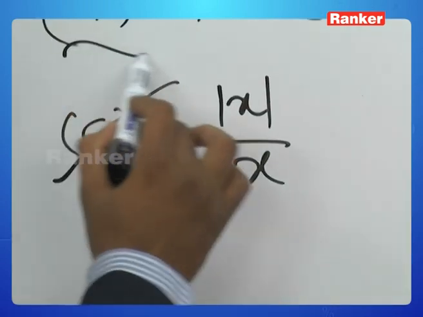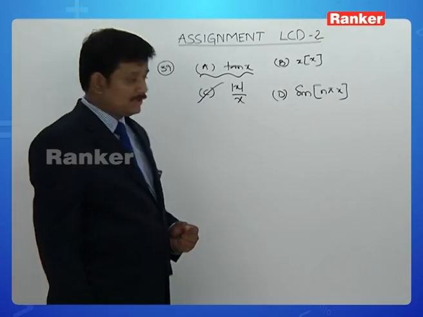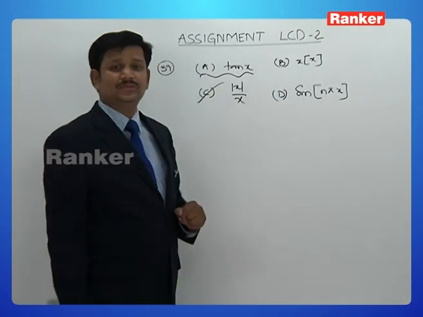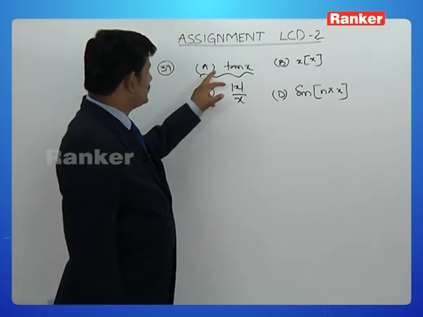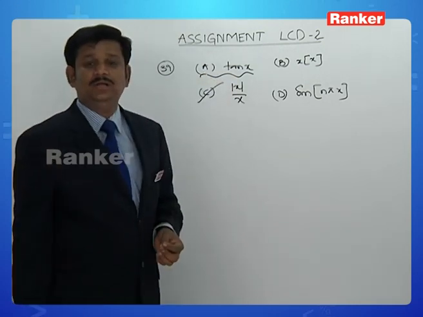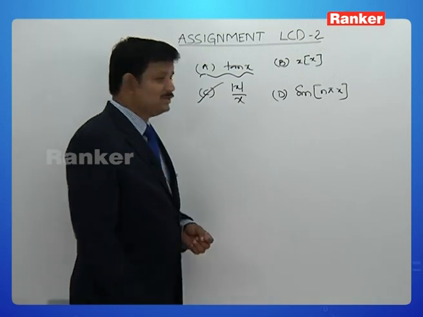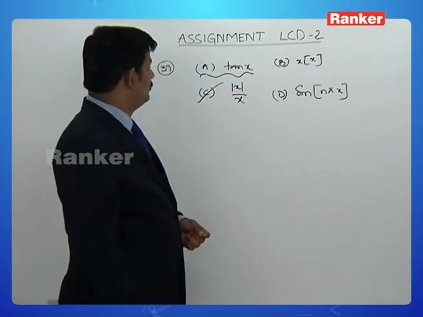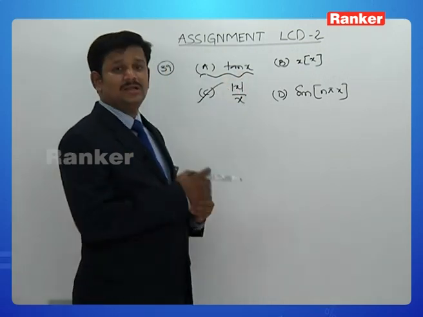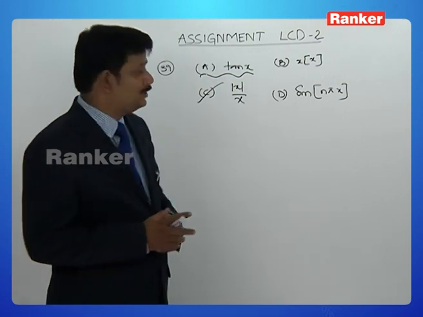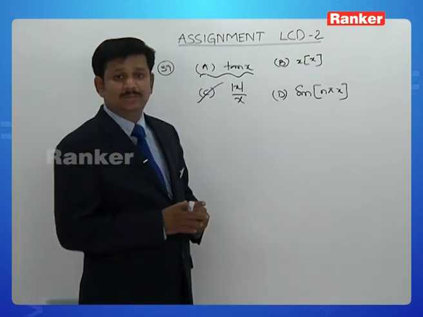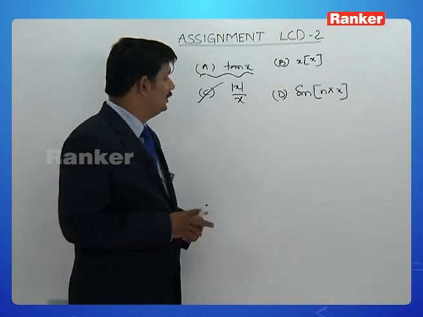Let us also try to understand why it is not option A. We all know the graph of tan x. Tan x is discontinuous at every odd multiple of pi by 2. So, there are infinitely many odd multiples of pi by 2. So, there are infinitely many points of discontinuity for the function tan x.